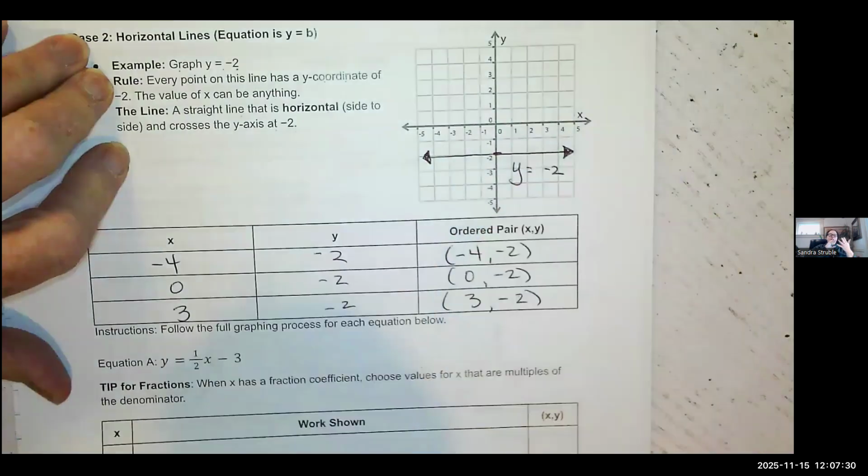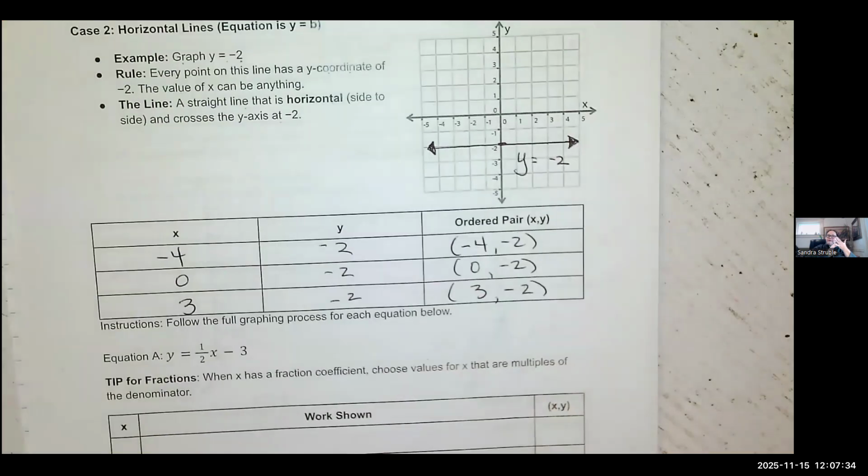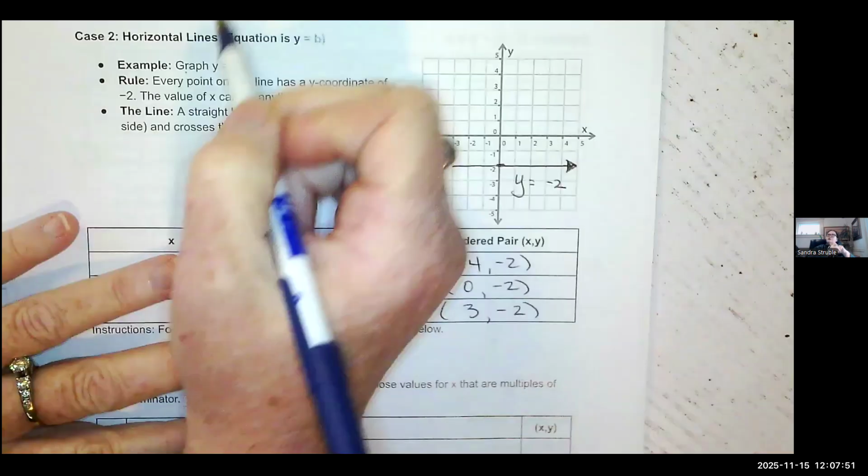Okay. So we've talked about plotting points from a line that does not have fractions. We've talked about vertical lines, which are x equals a value. And we've talked about horizontal lines, which are y equals just a number. There's no x's in horizontal lines. If there's an x, it's not going to be a horizontal line.